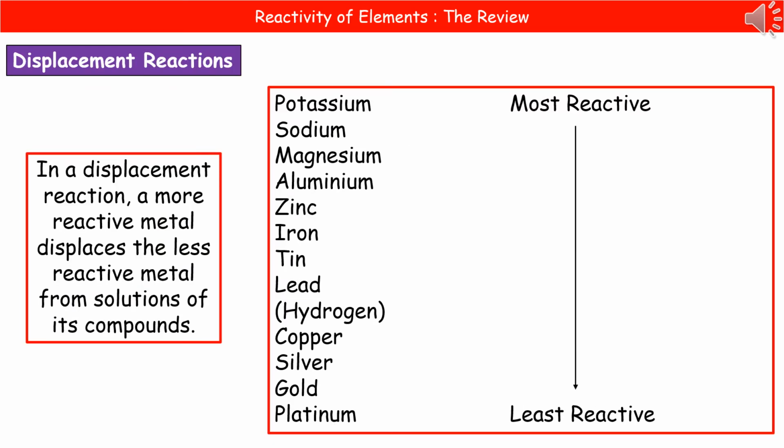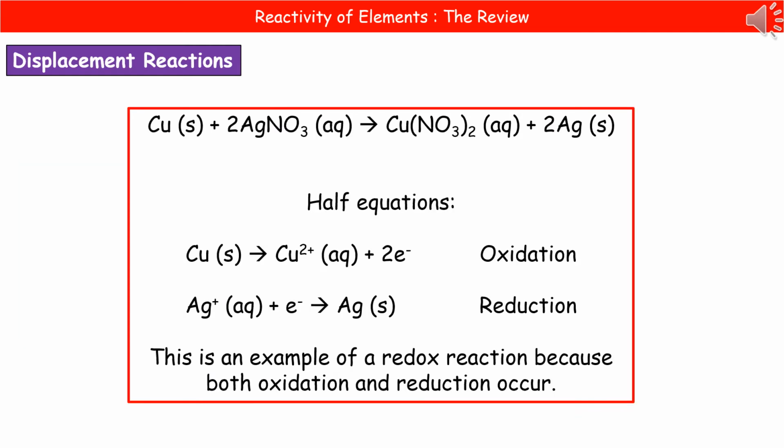One of the key reactions that we've already looked at in terms of the halogens are displacement reactions, but these also happen with metals. So in a displacement reaction, a more reactive metal displaces the less reactive metal from solutions of its compounds. We've got our reactivity series on the right there with potassium at the very top and platinum at the very bottom. Remember, hydrogen's not a metal, but it's in there to give you a reference point for our metal and water and metal and acid reactions.